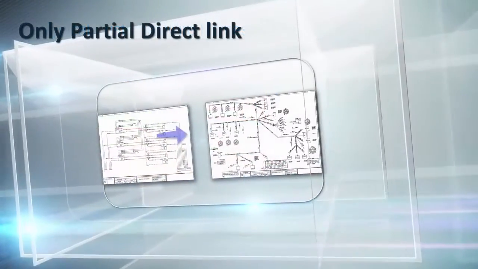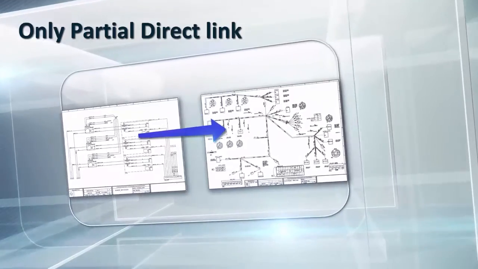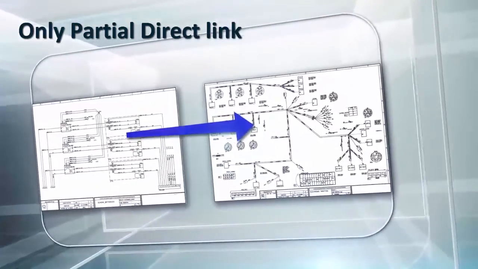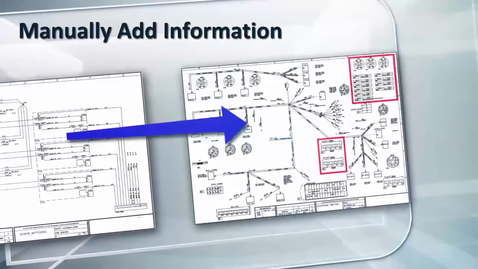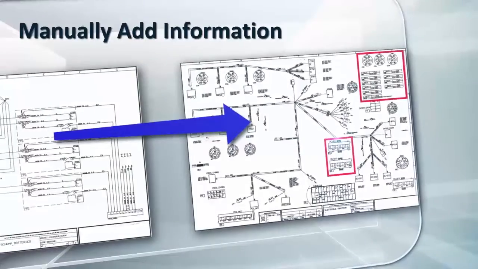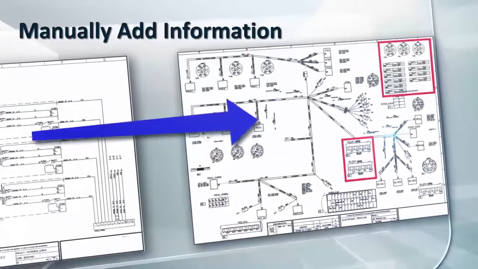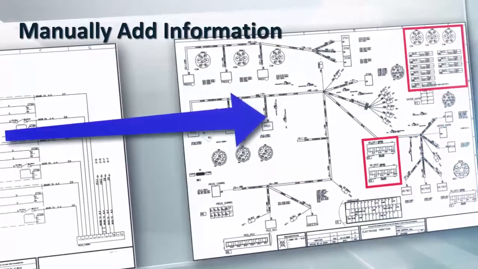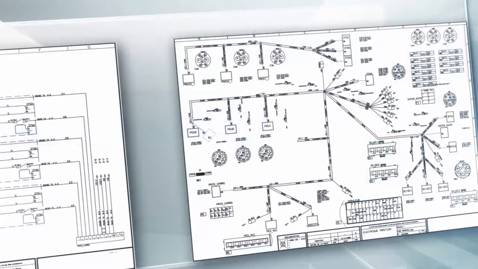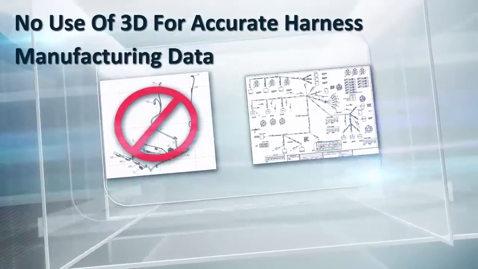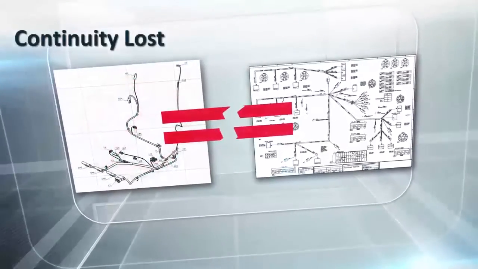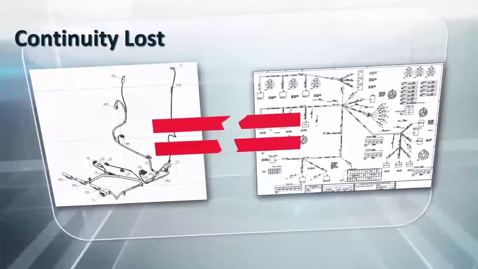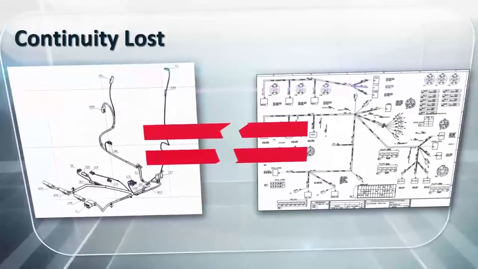The best you can hope for in this case scenario is the partial direct link between the 2D schematic and the bundle documentation. But even with this link, a lot of information has to be added manually to complete the manufacturing documentation. A physical mock-up is needed, with a negative impact on cost, schedule, and quality. There's no use of the 3D wire harness design to create accurate harness manufacturing data. The digital continuity is not maintained between the 3D harness design and manufacturing documentation.